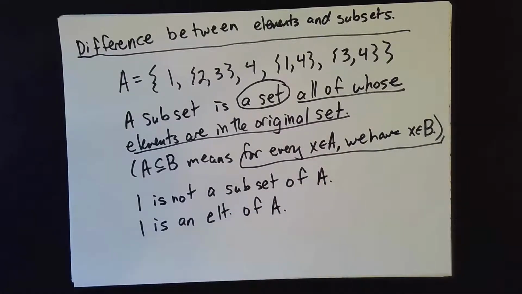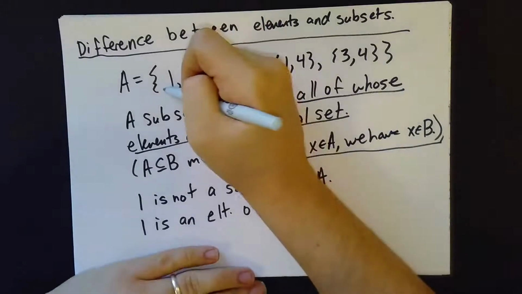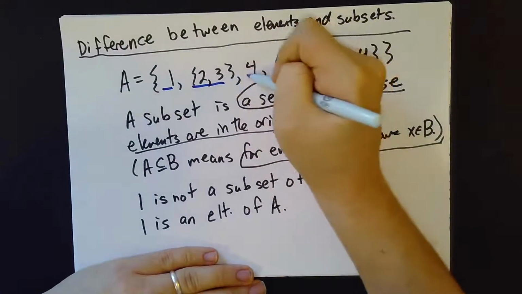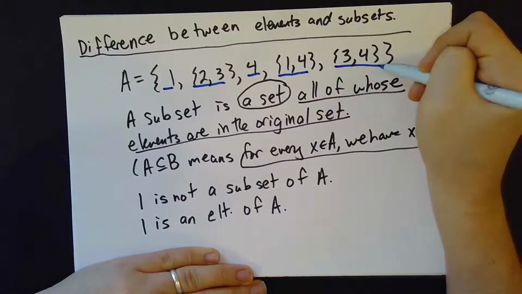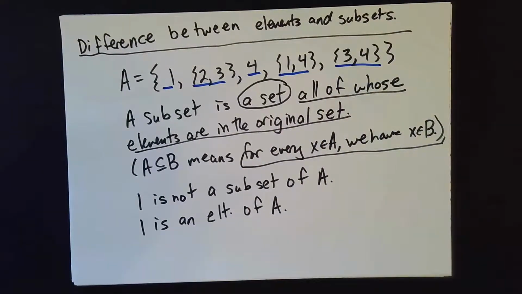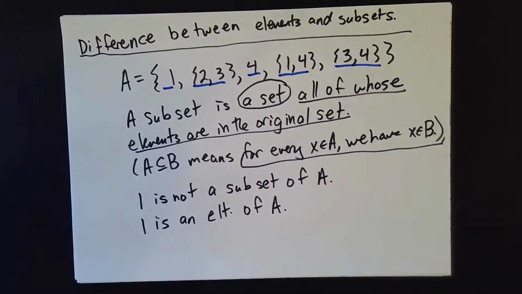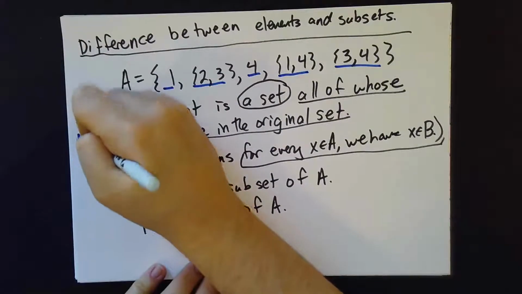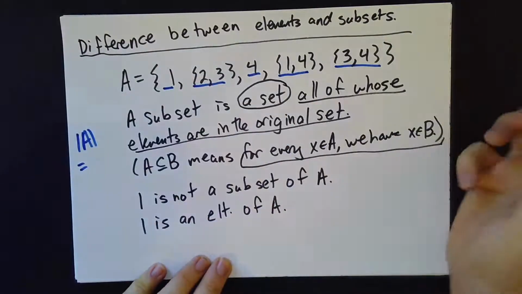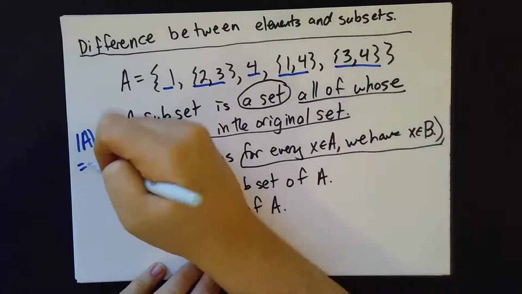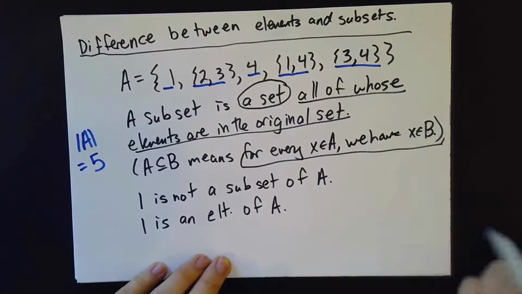Okay. And so when you list a set like this, the elements are just the things that are in the list. So each thing I've just underlined in blue is one element of A. And so when you write down something like the size of A, the size of A in this case is 5. A has 5 elements. These are those 5 elements.